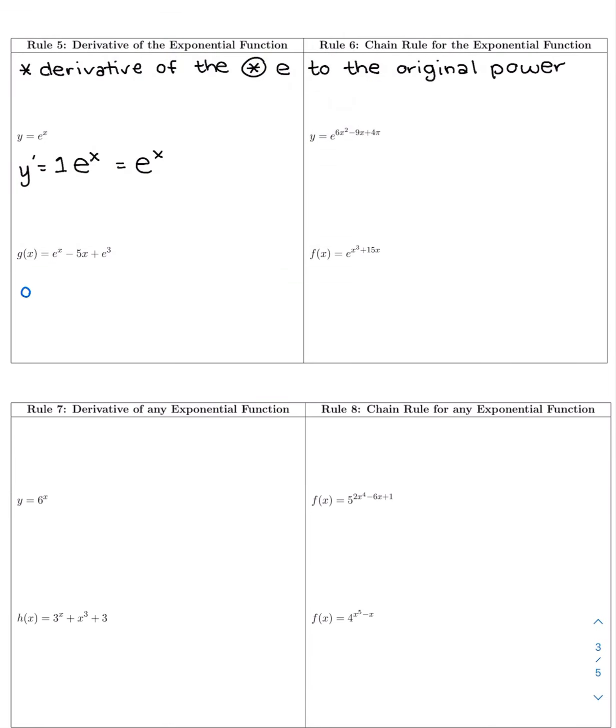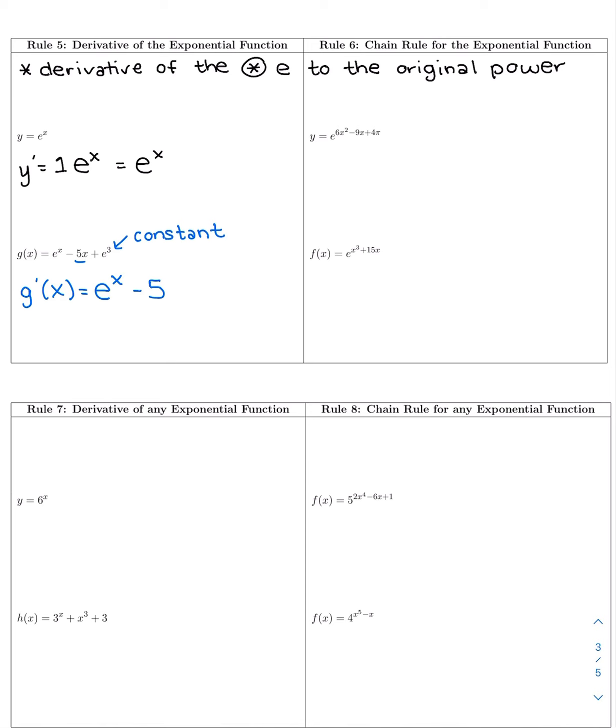If we use that on the one below here, we're taking the derivative of each of these terms. G prime of x is going to be the derivative of e to the x, which is e to the x. Derivative of negative 5x is negative 5. And the derivative of e cubed is 0, because that is a constant.